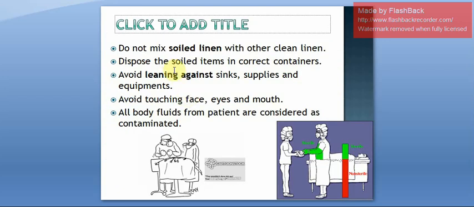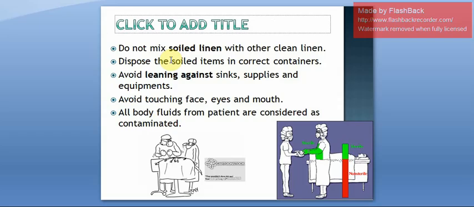Next, do not mix soiled linen with other linen. That we are already aware of. If you are planning to discard the soiled linen, don't mix both linens together. Next, dispose of the soiled items in their containers. I know that all of you are thorough regarding biomedical waste management. So discard all the soiled items accordingly.